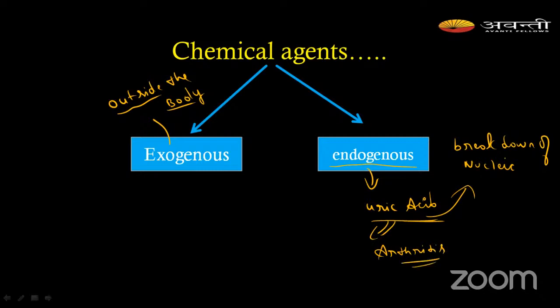Arthritis. You can see that in the joint there will be fluid filled, right? So you will get joint pain. That is what we call arthritis. That is due to an endogenous chemical which is present in our body only. That is uric acid. Outside the body means exogenous, inside the body means endogenous.